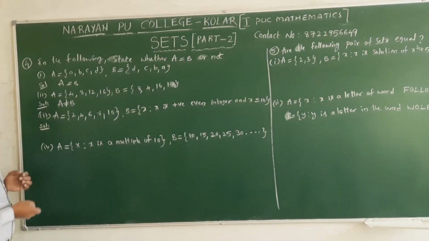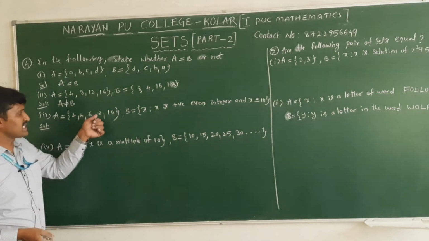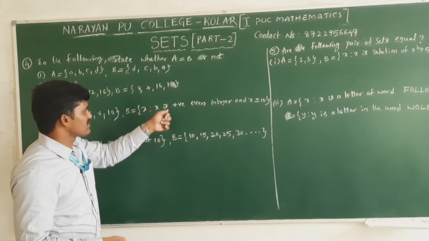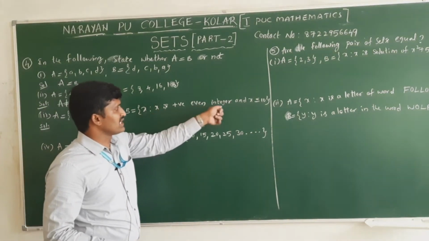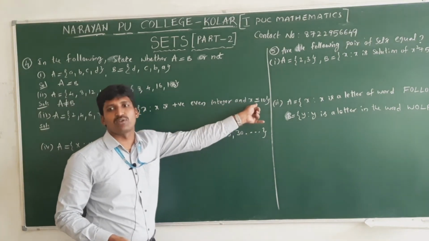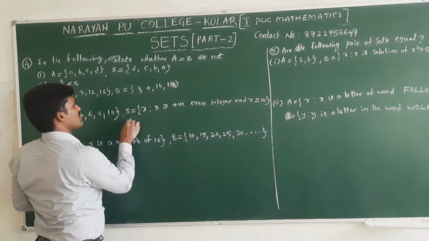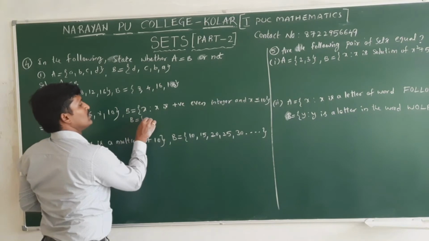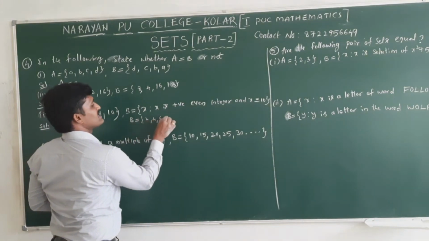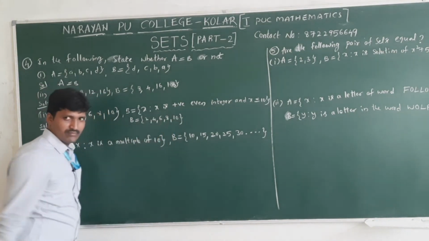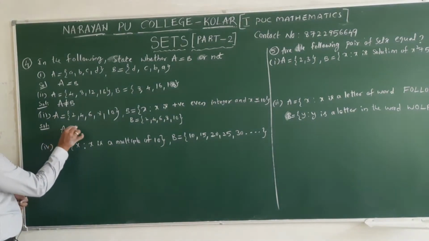Coming to the third one, A is 2, 4, 6, 8, 10. B is given as a statement: X is a positive even integer and X is less than or equal to 10. Positive even integer means what? B is also possible: 2, 4, 6, 8, 10. That's why clearly A is equal to B.